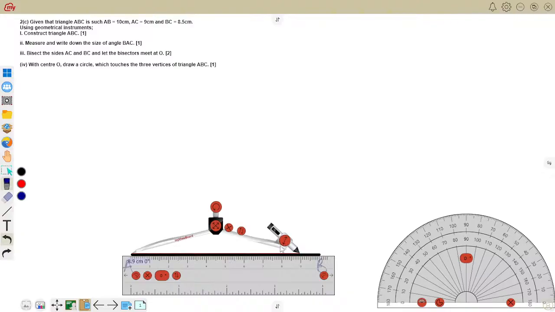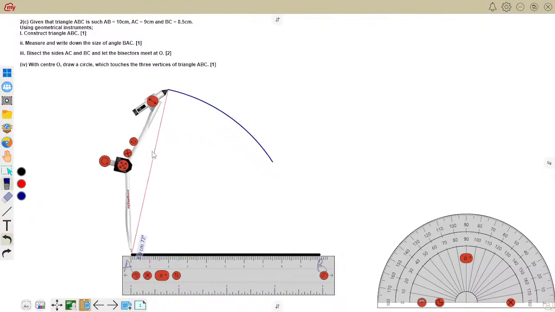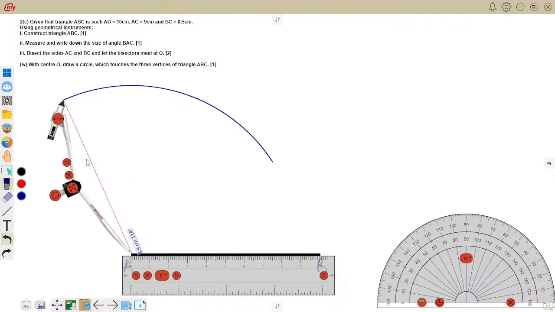Then what I will do now is draw the arc. Where I draw the arc, I should make sure that it's going to meet. So I'm going to draw an arc like this one here, where I believe it's going to meet, as I draw the arc which is going to come from B.